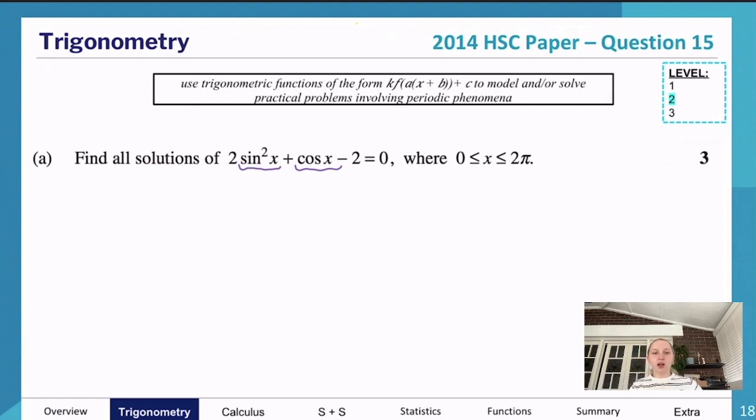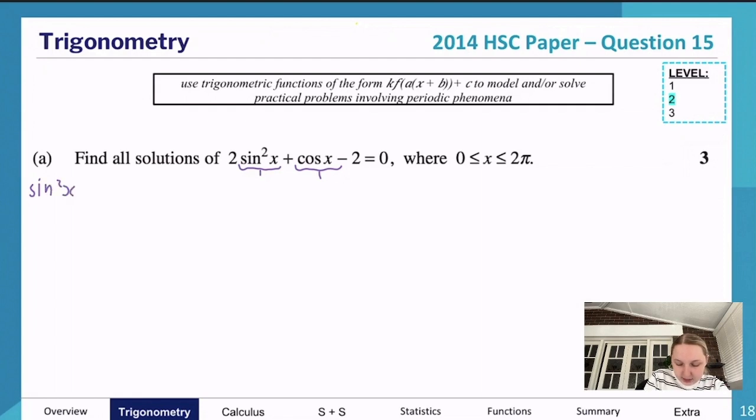We want it to be just sine or just cos. So the first thing we want to think about is how can we change one of these to be like the other one. This is something super important about manipulating one of the formulas on your formula sheet. And this will be the hardest part of the question, doing this first step. So hopefully you are all familiar with the formula.